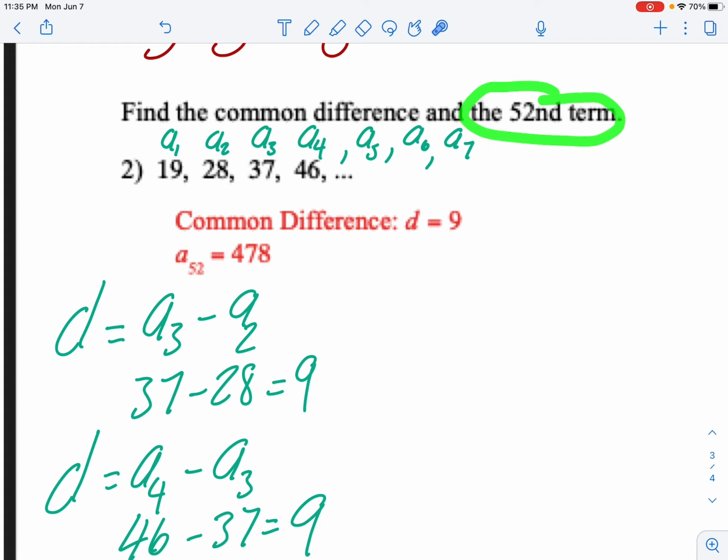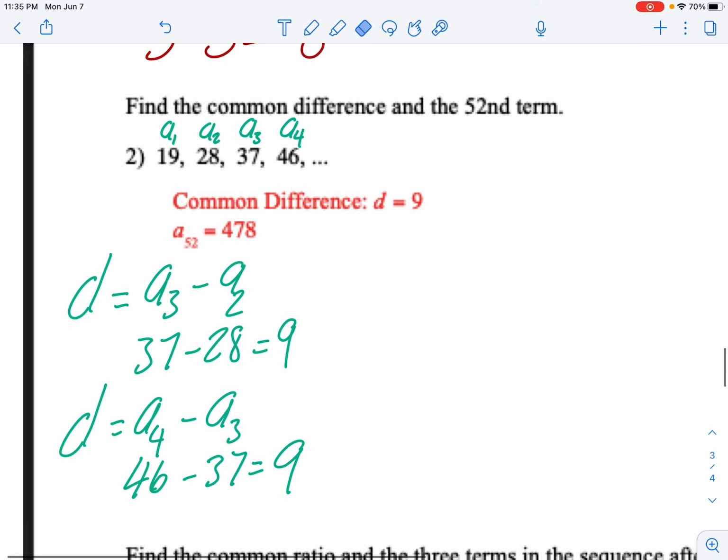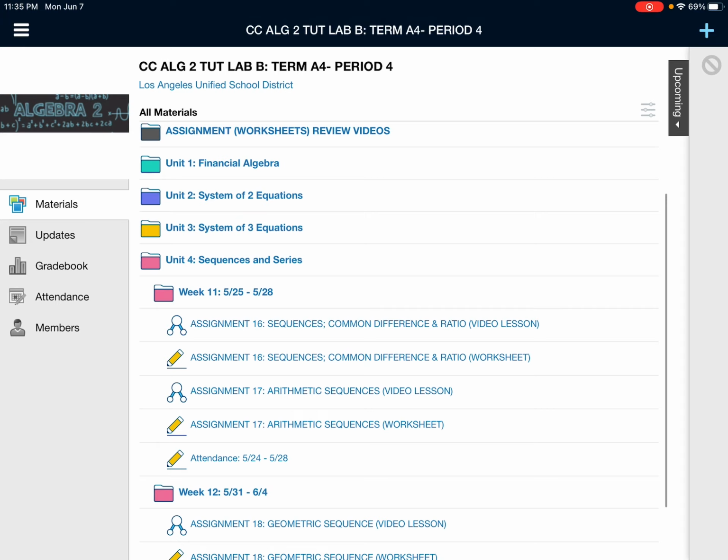But wait a minute, look at this. I didn't pay attention. I need to find the 52nd term. So I am not going to find a fifth term, sixth term, and seventh term. I'm going to find the 52nd term. And so I need my formula, and where do I get that? I go to my notes.